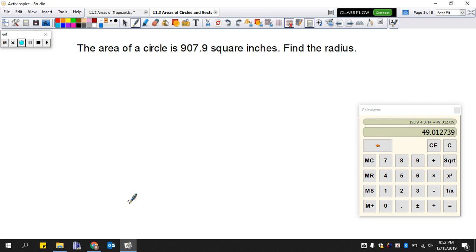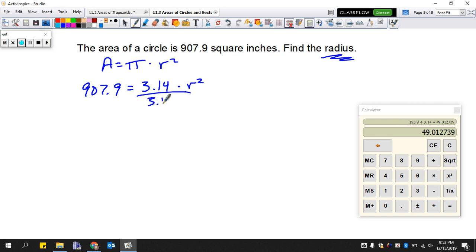Here's another problem like that, except it just wants us to find the radius. We end up with area is pi times the radius squared. So 907.9 is equal to 3.14 times the radius squared.